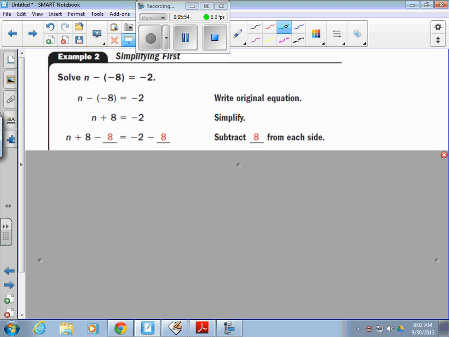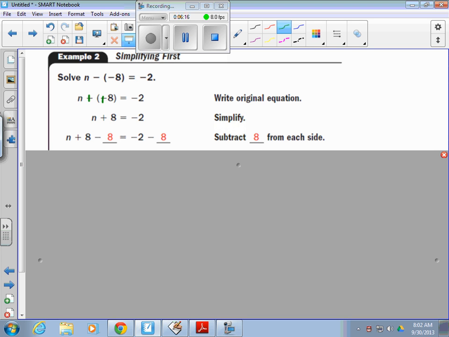Example 2 is simplifying first. n minus a negative 8 is equal to negative 2. In order to undo minus a negative, anytime you're subtracting, you add the opposite. Minus a negative means plus a positive. So you're left with n plus 8 is equal to negative 2.